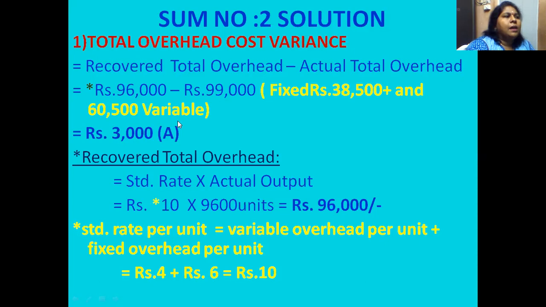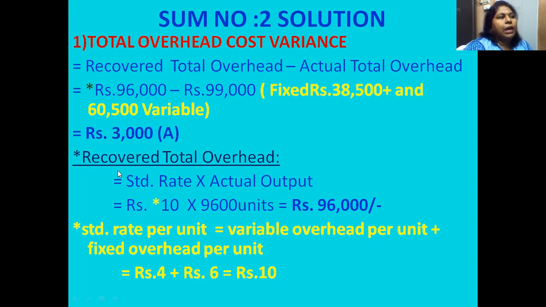So variable is 38,500 and fixed is 60,500. So what is the actual total overhead? 99,000. So compare this amount, and you will get the answer as minus 3,000. So mention it in brackets as it is adverse. I think you understood how to calculate the total overhead cost variance.